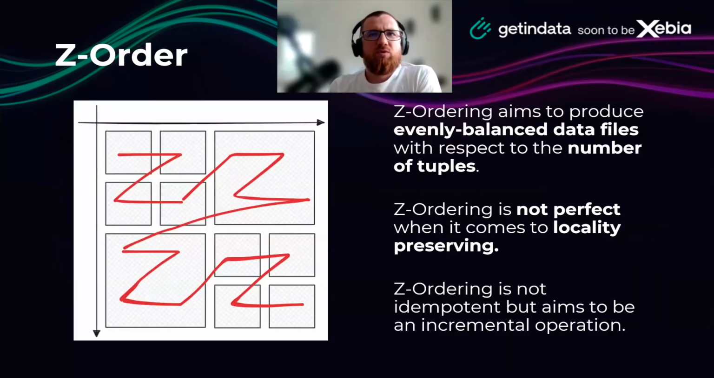Yes. So what I've also already said, in Z-order we split the files by evenly balanced buckets of rows. It aims to be incremental, but it's not always perfect.